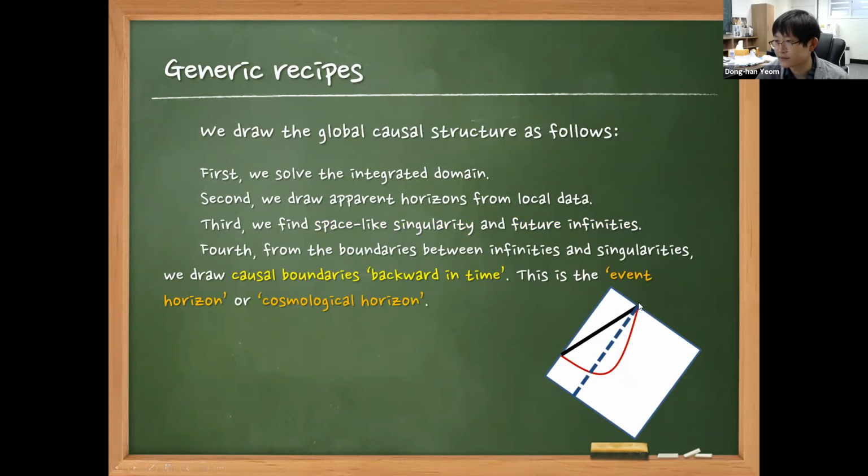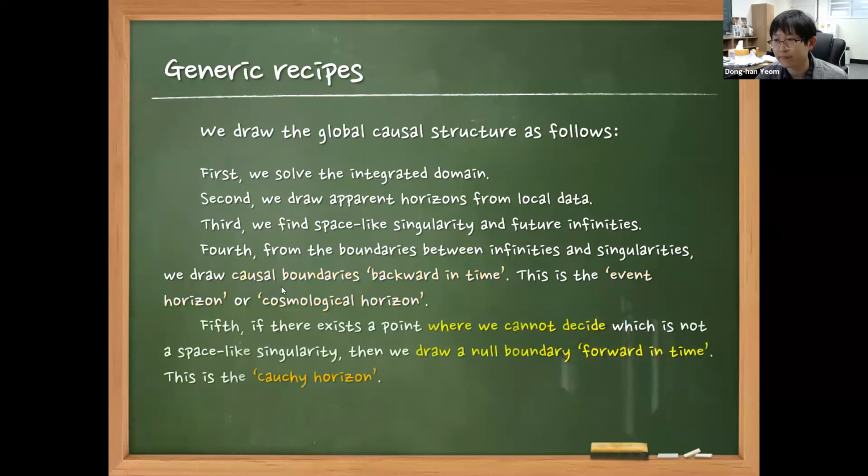So now this blue dashed line is the so-called event horizon. In the same way, you can draw also the cosmological horizon or whatever, and also even the Cauchy horizon too. So the main point is that the first, second, and third steps are all about the local data. And from the local data and from the future information, you decide the global horizons later in a causal way.